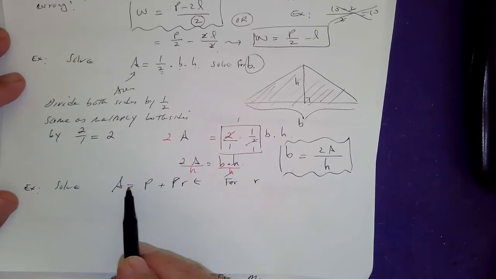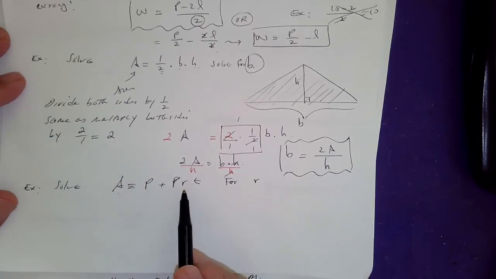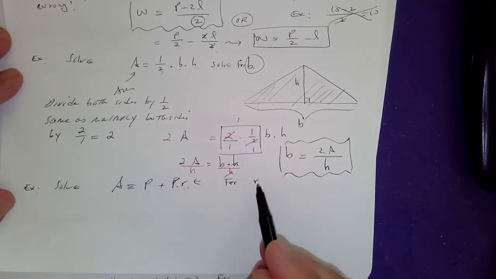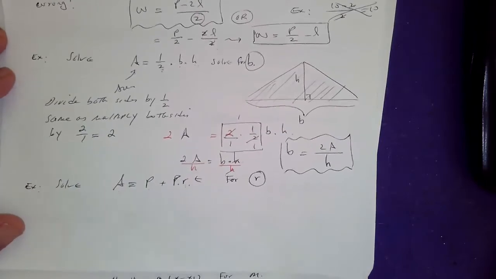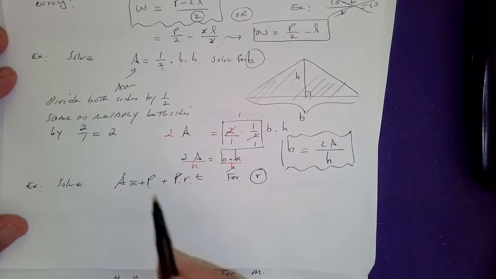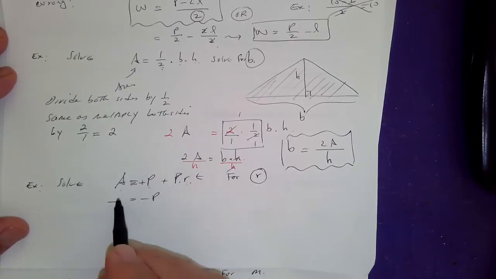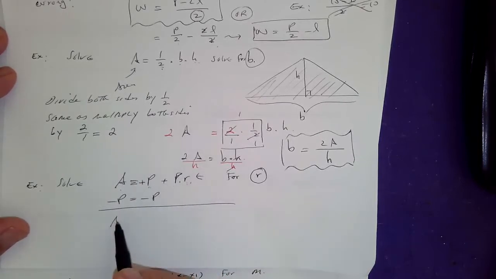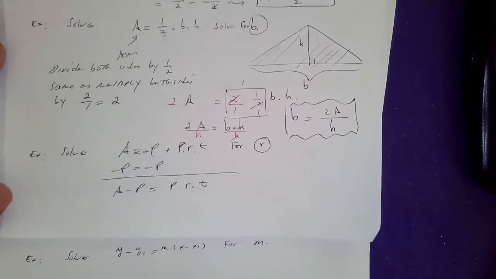This one is accumulated amount A equals principal plus interest. P times R times T is interest. That's principal times interest rate times time. The question is, can you solve for R? How do I do that? First, you've got to get rid of this P. There's a plus P, and the opposite of plus is minus. So I'm going to subtract P from both sides. So I get A minus P is equal to P times R times T.